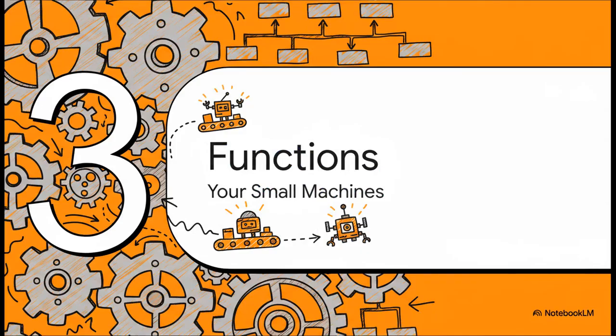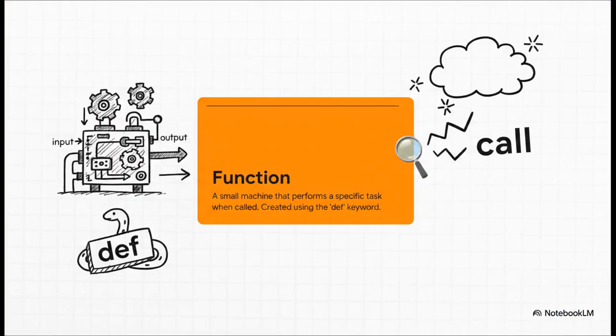All right, jumping into Section 3, functions, your small machines. I want you to think of a function as your own custom-built mini machine that performs a specific task only when you ask it to. You build it in Python using the def keyword, which just stands for define. You build this little machine, you give it inputs to work with, which by the way we call parameters in the coding world, and then it just sits there and waits patiently. It's not going to do anything until you specifically call its name in your code.